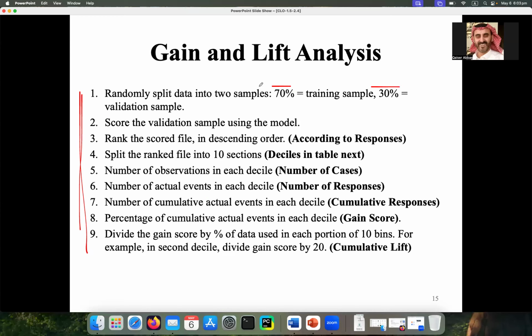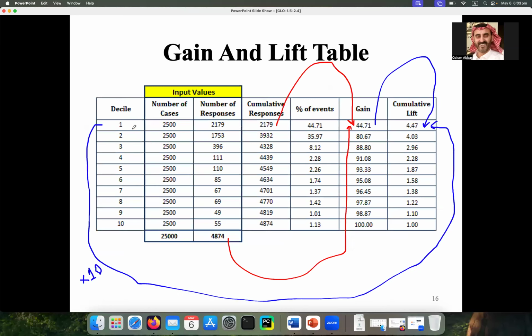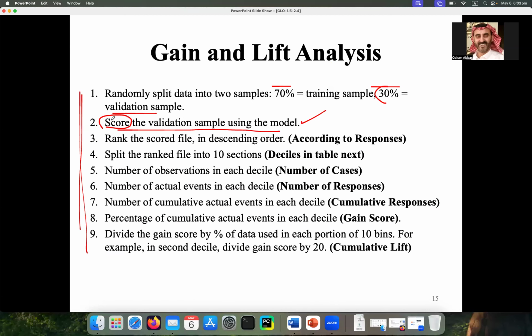Then after this, you have to run your test data on the model. You have to run your 30% data on your model. So score the validation sample using the model. When you run this 30% validation sample on your model, you will have the score for that data. For that data, the model will give you that score, because you want to see whether that model is good for you or not. So that score, for example, here, I will come here later on.